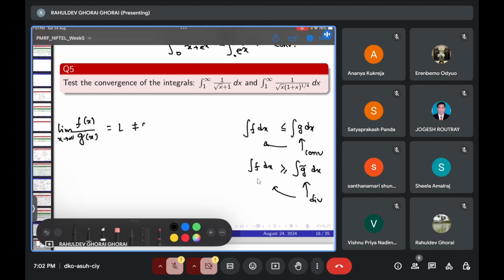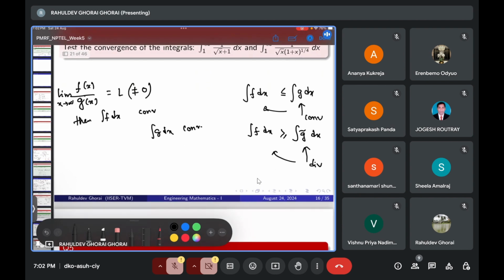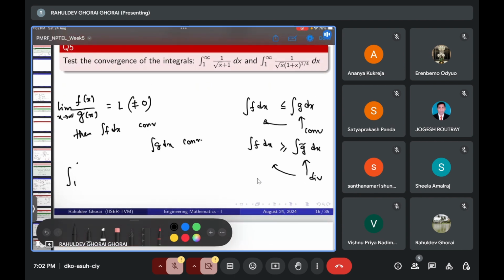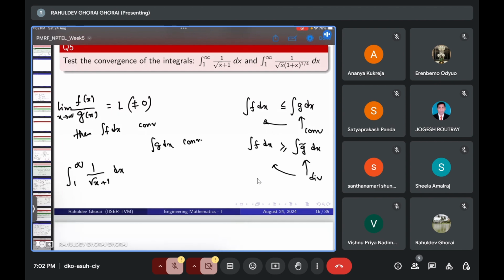If L is a non-zero and finite number, then integration of f dx converges if and only if integration of g dx converges. Now, can you use this to prove whether the integral from 1 to infinity of 1 over square root of x plus 1 is convergent or divergent? Use the limit comparison principle I just said. Try to find another function g(x) such that the limit as x tends to infinity of f(x) over g(x) will be finite.